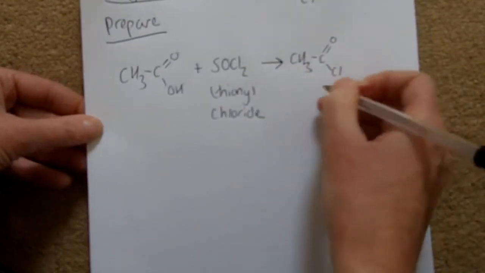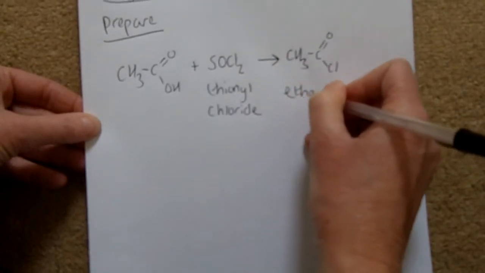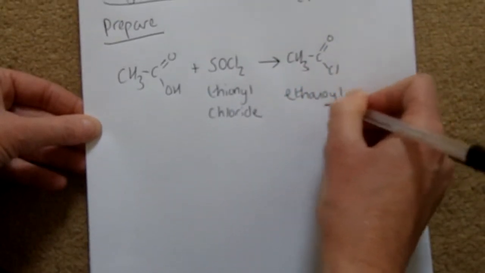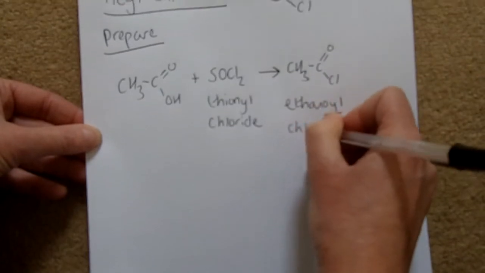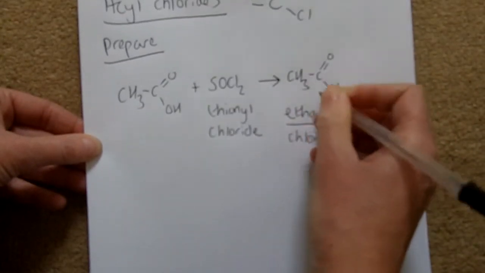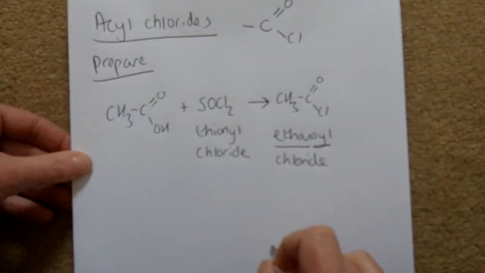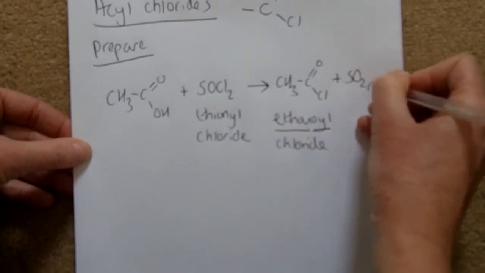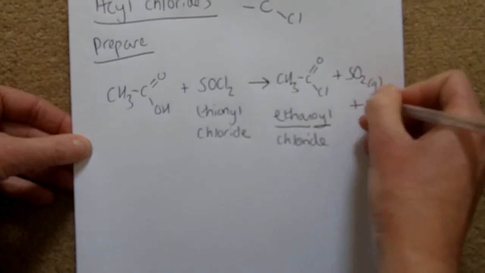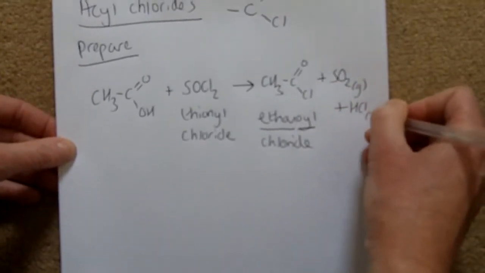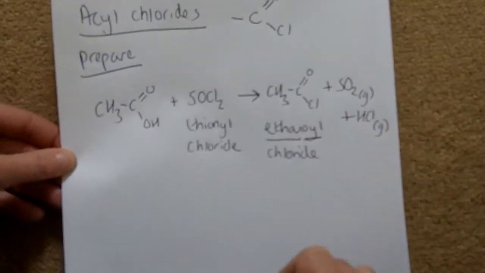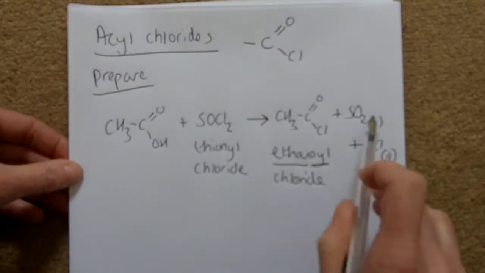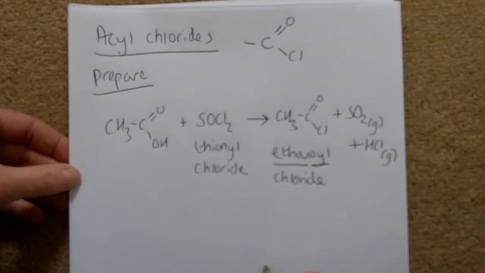And you make the acyl chloride. The one I've got here is ethanoyl chloride. Ethanoyl, because it's 2 carbons. It's not a nice preparation because you also make sulfur dioxide gas, which is really horrible, and HCl gas, which is really horrible. So it needs to be done in a fume cupboard, where these gases can be got rid of.